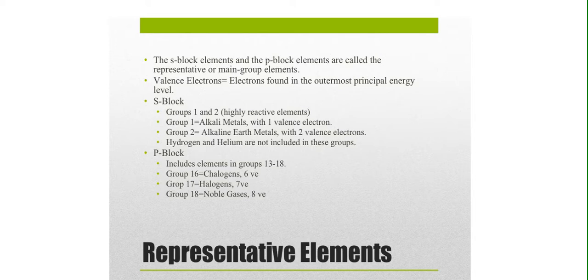And group 2 elements are known as the alkaline earth metals, and these have two valence electrons. So the difference between the alkali metals and the alkaline earth metals is that alkaline earth metals have two valence electrons. They are reactive, but they're not as reactive as your group 1 elements.